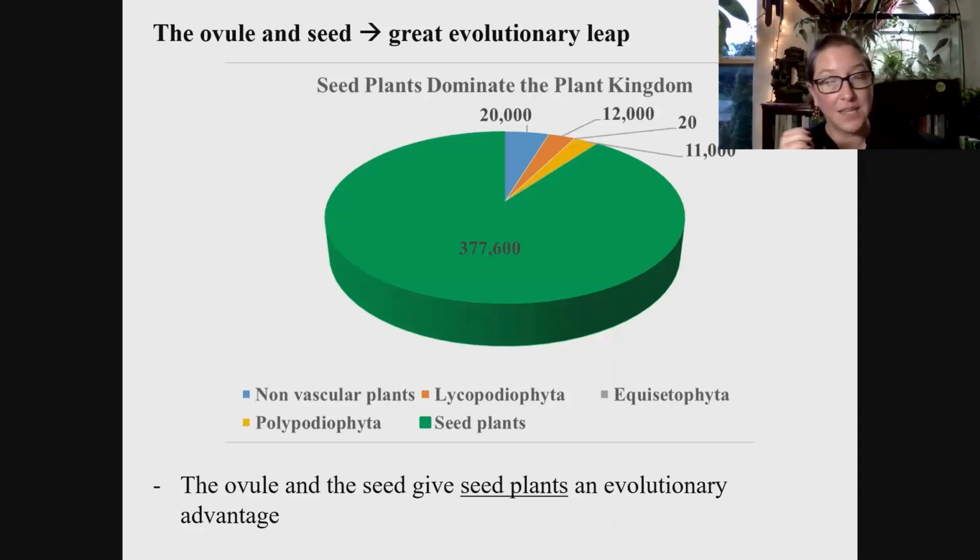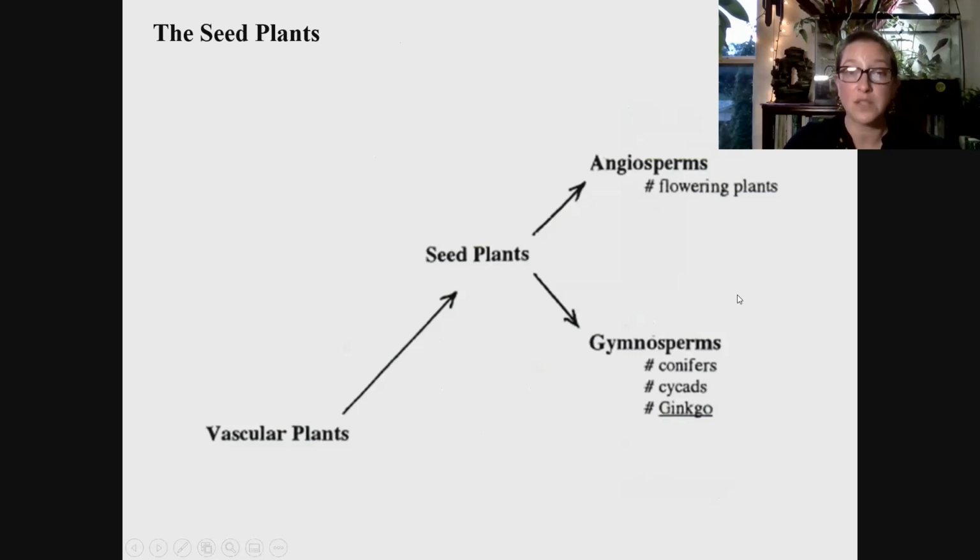So as I said, the majority of plants on Earth are seed plants. This pie chart shows you all the different types of plants on Earth, and green represents the seed plants. So this is how we know that ovule and seed give these plants an evolutionary advantage, because otherwise there wouldn't be this many of them that have seeds. So here are the seed plants. You have gymnosperms, which we're going to cover today, and then angiosperms, which we'll cover during the last lecture.